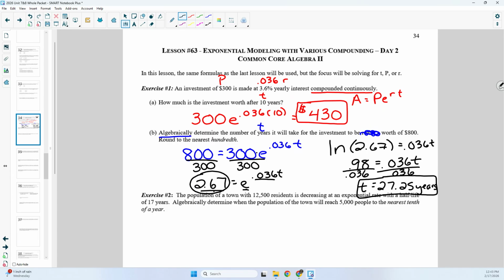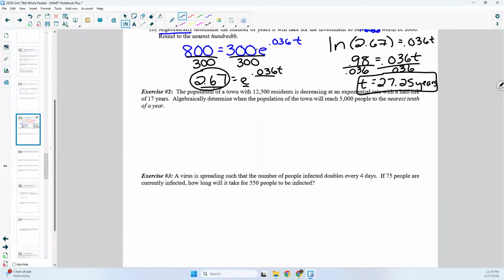Looking at the next problem, we're first trying to figure out what type of formula we have to use. It says the population of a town with 12,500 residents is decreasing at an exponential rate with a half-life of 17 years. So from that information, I know that I'm using my half-life formula, and from my reference sheet, I know that that is this. So I have my start number. We know a sub 0 is the start number, similar to p. They just, for some reason, use a sub 0 on this one.